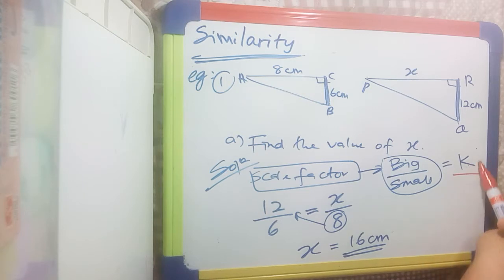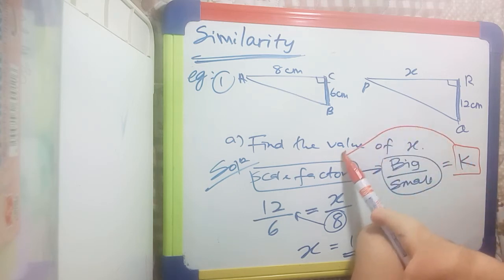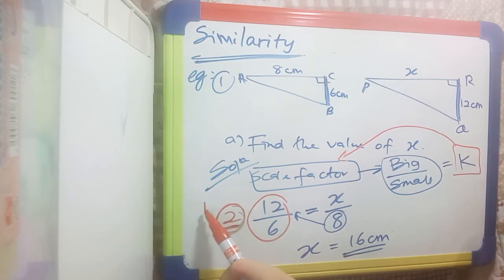Okay, now I have a question. I wrote over here the letter K. What does this letter K mean? This letter K represents the scale factor. What is scale factor? Scale factor represents how many times the size of triangle ABC is enlarged. If you look at my calculation, 12 divided by 6, we get 2, correct? So this 2 is actually our scale factor.